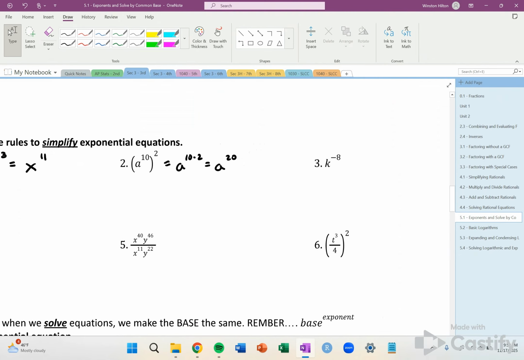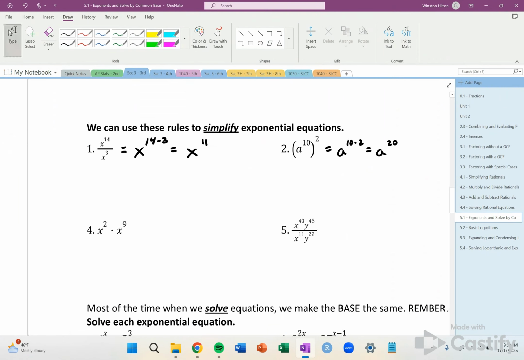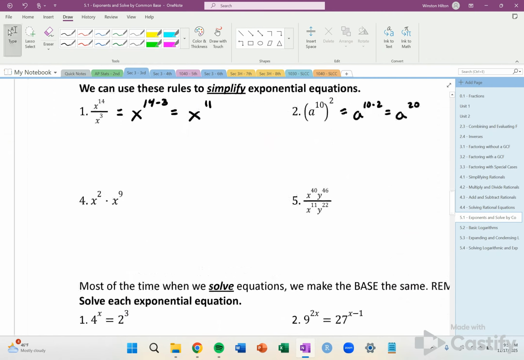Number 3, we don't love negative exponents, so anytime we have a negative exponent, in order to simplify it further, we are going to move it to the other part of the fraction, and we get 1 over k to the 8th. Example 4, if we have x squared times x to the 9th, those are exponents with the same base. They are being multiplied, so we can add those powers, x to the power of 11.